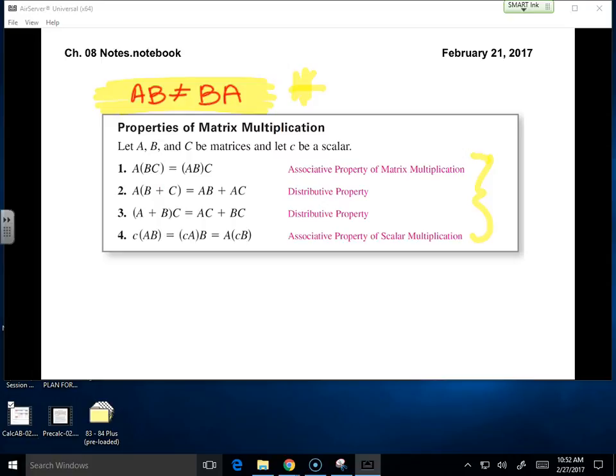Long story short, off this page, the one thing I need you guys to write down, properties of matrix multiplication, A times B is not necessarily B times A. Out of all of them, that is the most important.